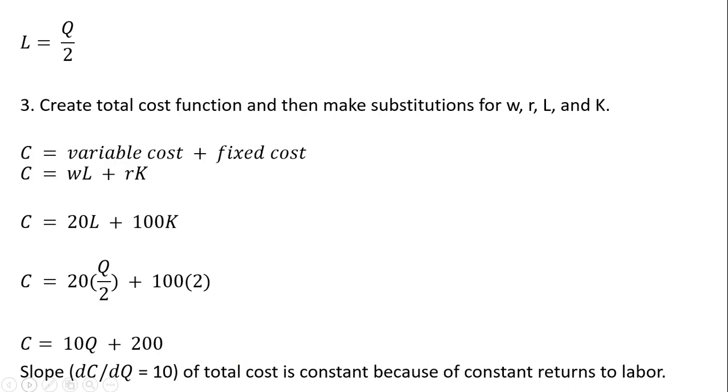200 is the fixed cost, 10Q is the variable cost. One thing to note here is if we were to take the derivative of the total cost function, you're going to get 10. So the slope of total cost is constant. Every time we produce one more unit of output, total cost goes up by $10. And the shape of the total cost comes about due to what's going on with returns to labor. In this case, we have constant returns to labor.